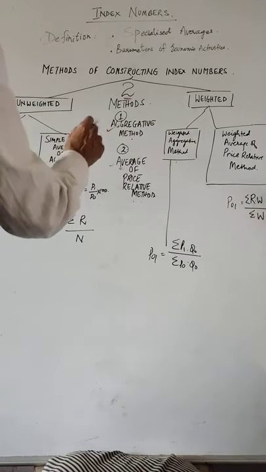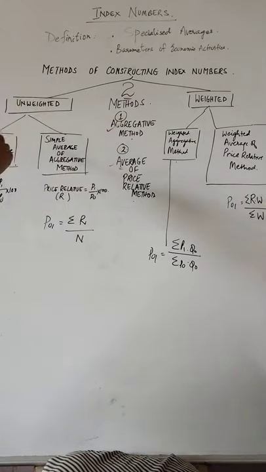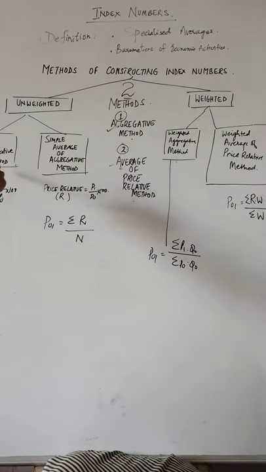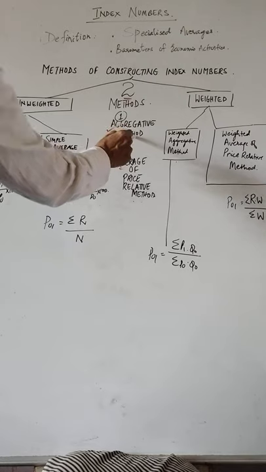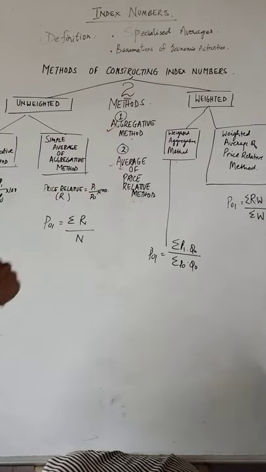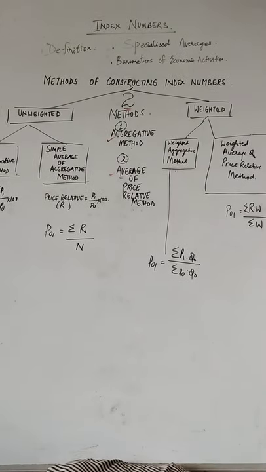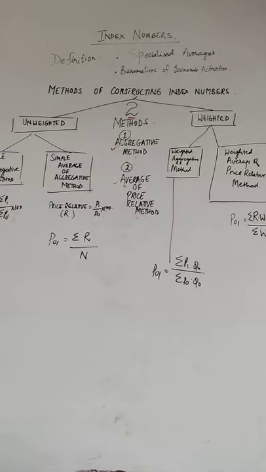So these are the methods of constructing index numbers. Unweighted, these two methods in the unweighted world will be called simple: the simple aggregative method and the simple average of price relative method. Is that clear? I'm sure some of it must be clear to you. Okay, let me just see.